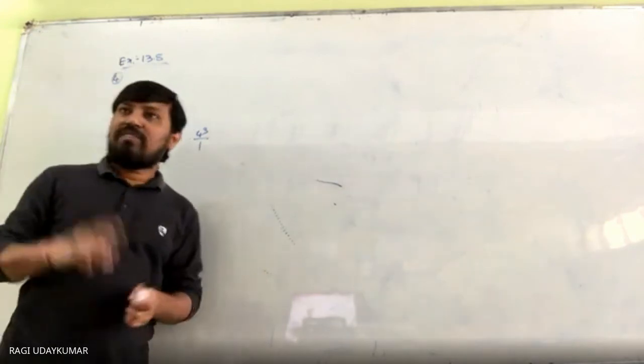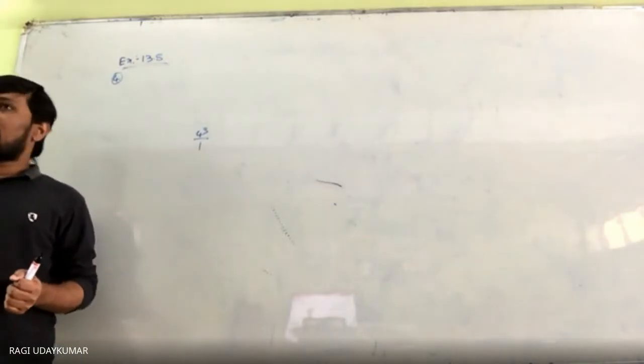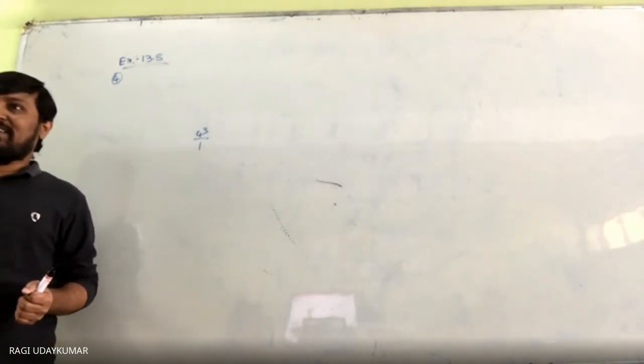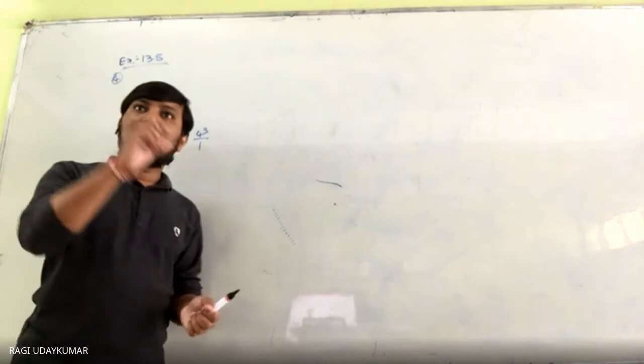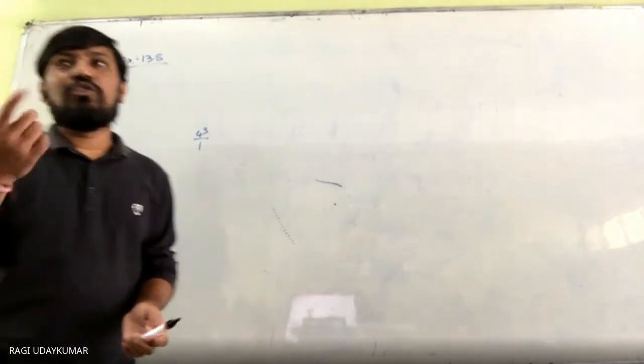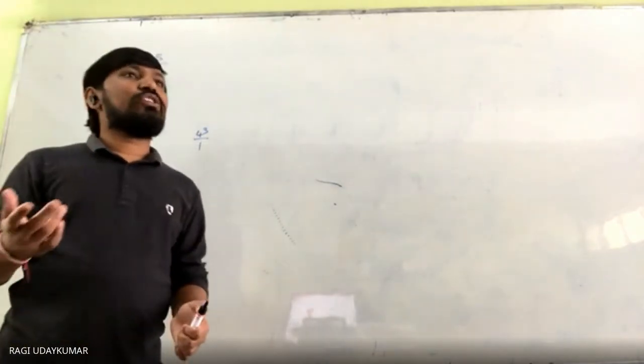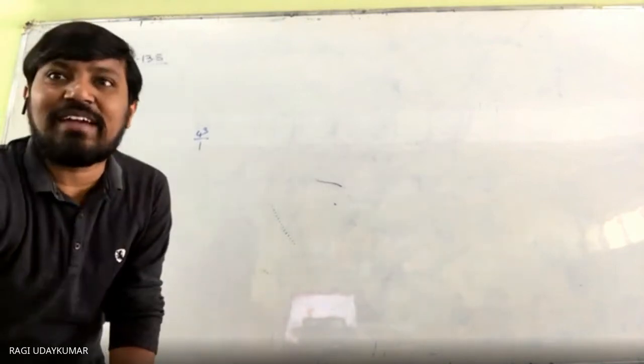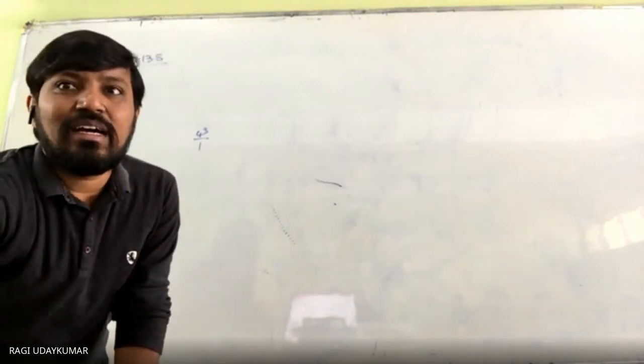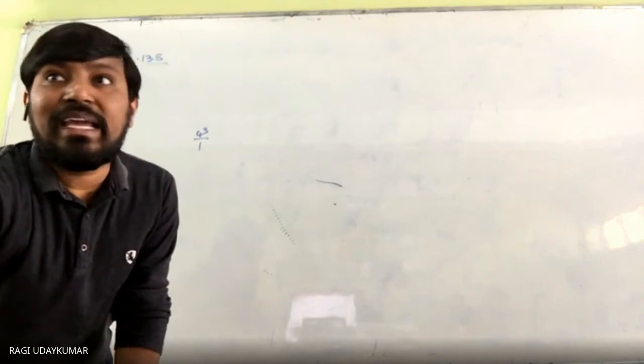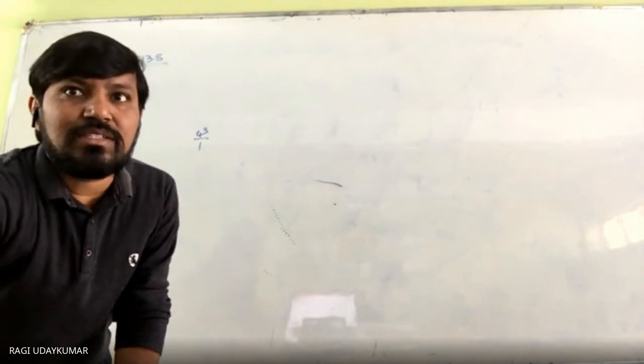For the volume of the sphere the formula is 4/3 pi r cube, so the cube will be included. That's why 4 cube comes. 4 cube is equal to 64. 64 by 1 is the final answer. Actually, here the question is asking you for the ratio.